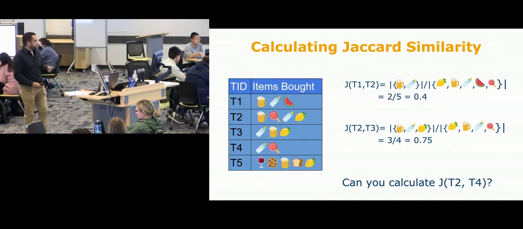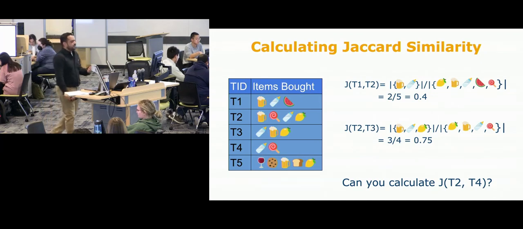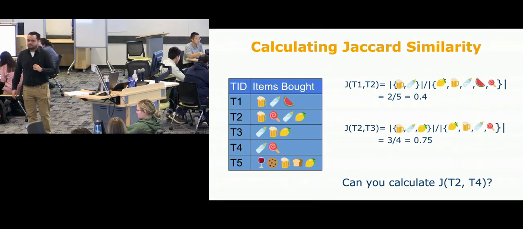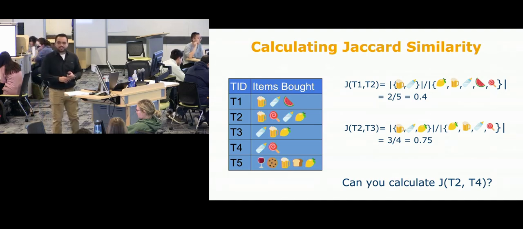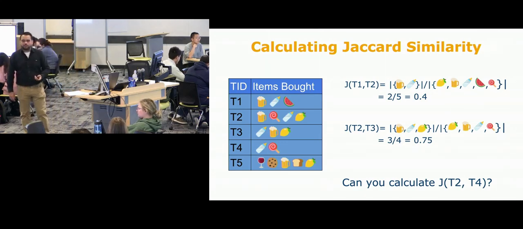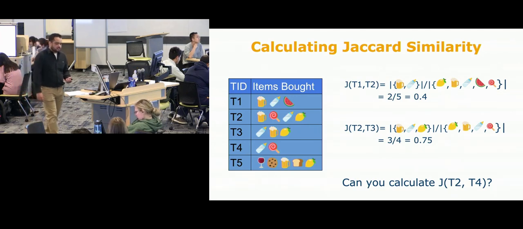So okay, what is the Jaccard similarity between T2 and T4? Anyone? 0.5. Yeah. So could you tell us what's the intersection? What's the numerator and denominator? It's 2 over 4. So there are two items in the intersection, milk and lollipop, and 4 in the union. Basically, all of T2 is in the union. So 2 divided by 4 is the Jaccard similarity.